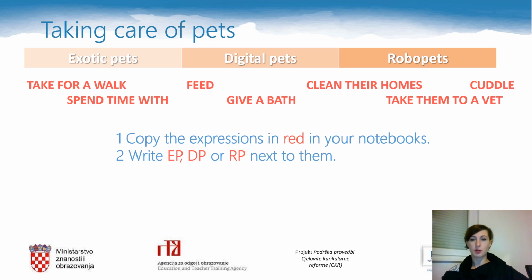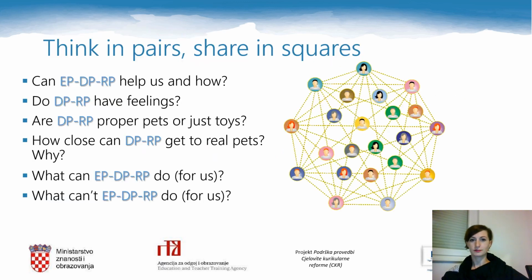Your task is to copy the expressions in red in your notebooks. Write EP for exotic pets, DP for digital pets, or RP for robot pets, next to the expressions that you think are important for these types of pets. Pause the video and come back to it as soon as you finish your task.